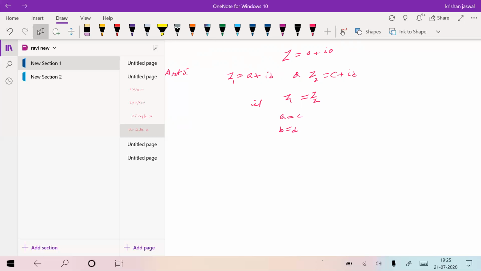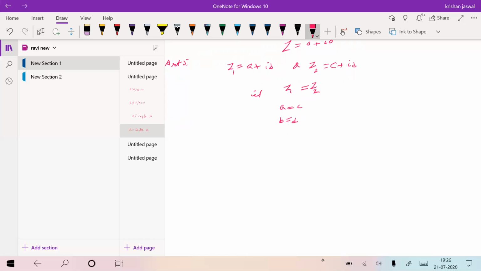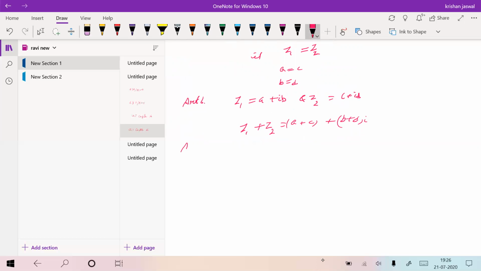Article number 6: prove that the sum of two complex numbers is a complex number. When we add two complex numbers, we will always get a complex number. If z1 is equal to a plus iota b and z2 is equal to c plus iota d, and if we add z1 plus z2, we will get a plus c plus b plus d iota, which is a complex number.